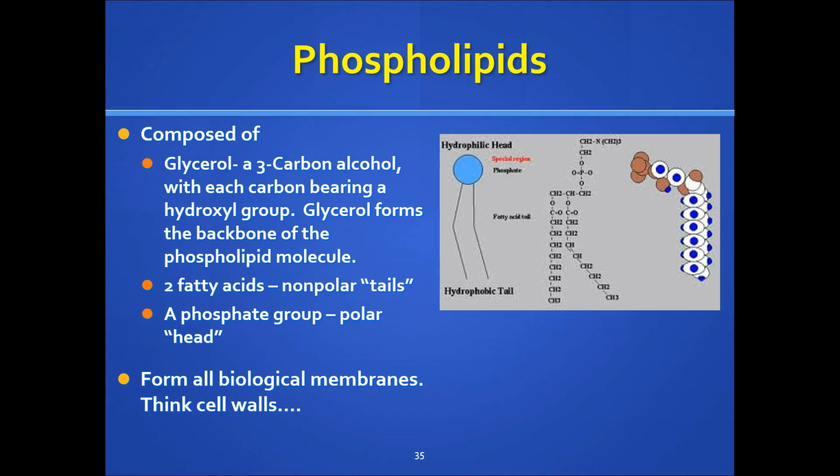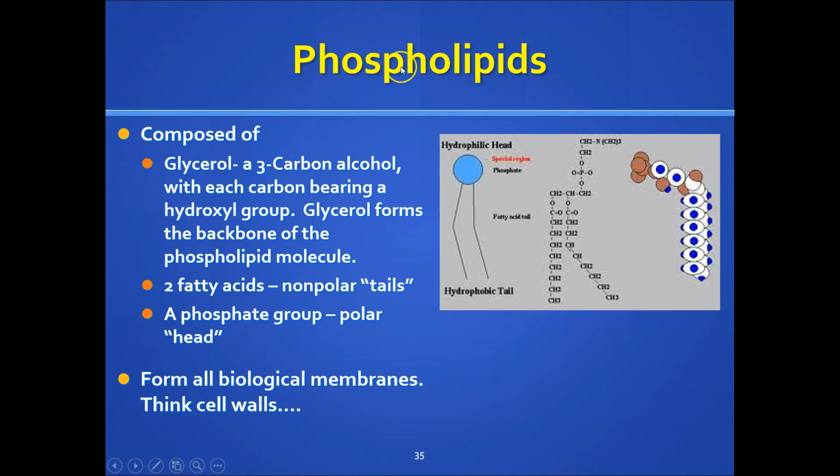Well, this is important for how cell walls form. We're going to talk about cells in chapter 4, but then we're going to have an entire chapter dedicated to membranes in chapter 5, as well as an entire lecture dedicated to membranes. So it's important for you to get these phospholipids down now.